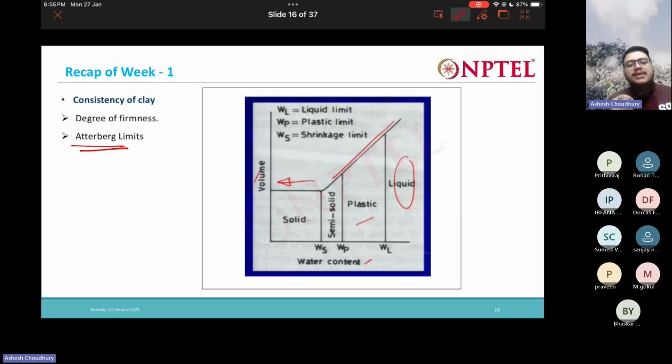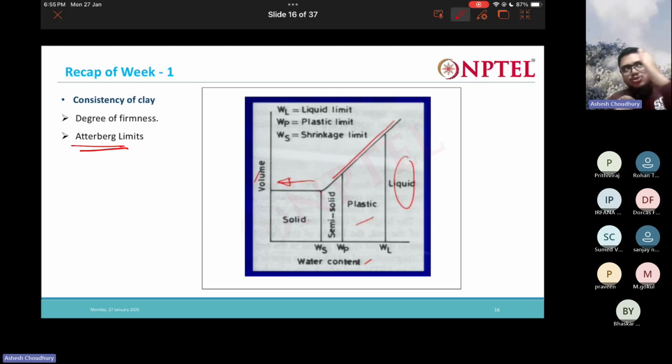So potters who make clay pots, or the diyas we use during Diwali, actually work with the soil in this plastic region. Within these water contents the soil is going to be plastic. So above the liquid limit, the soil is going to behave as a liquid. Between WP and WL, that means between plastic limit and liquid limit, the soil is going to be plastic.